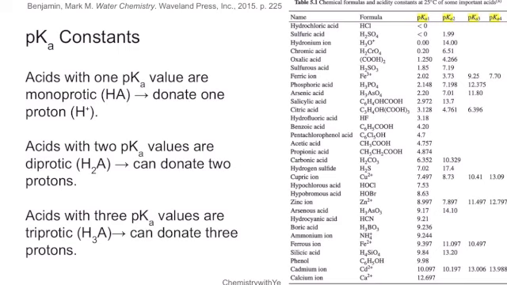So an acid with one pKa value is monoprotic and can donate one proton. Acids with two pKa values are diprotic and can donate two protons, and acids with three pKa values are triprotic and can donate three protons.